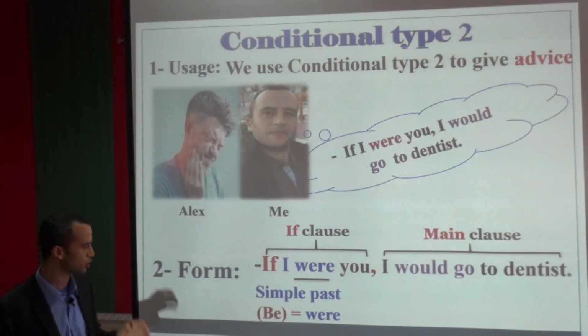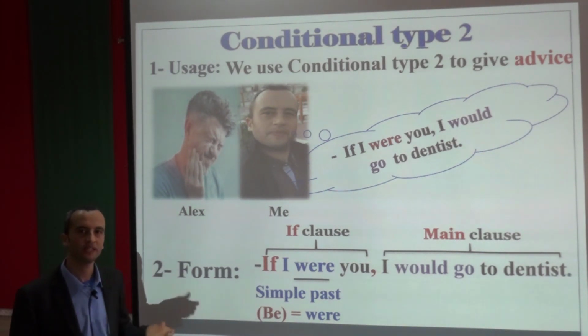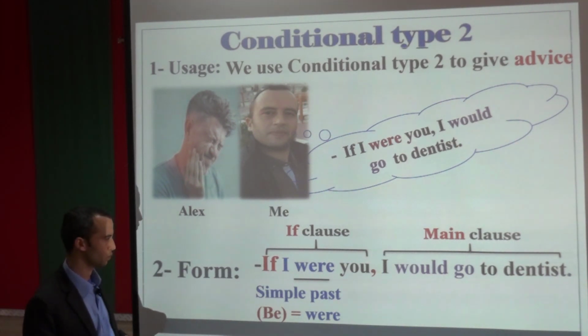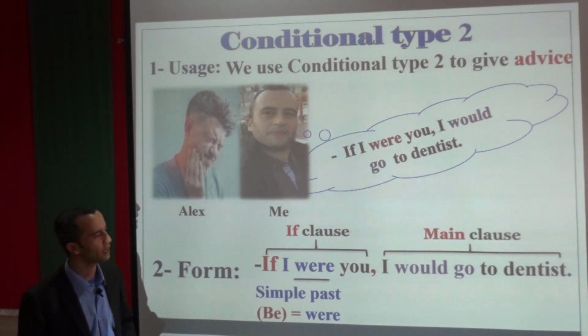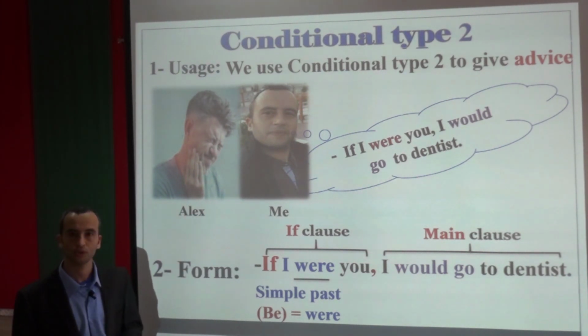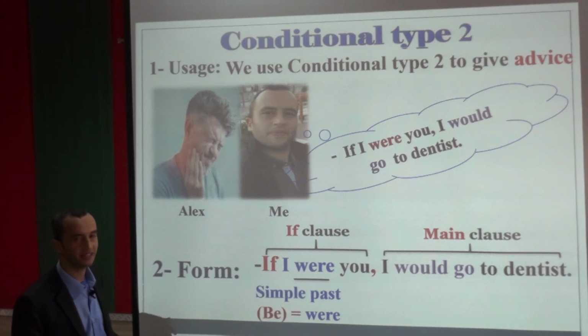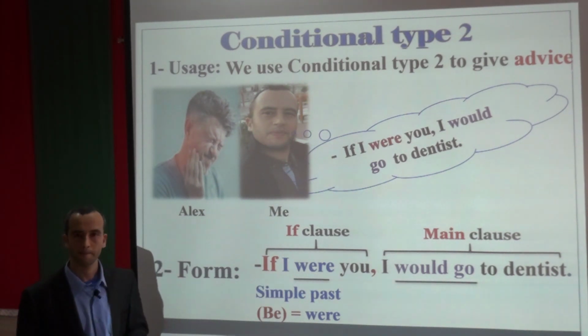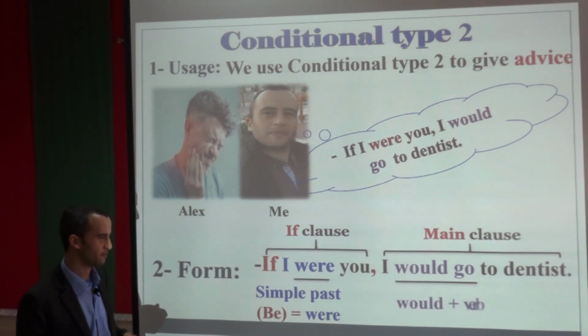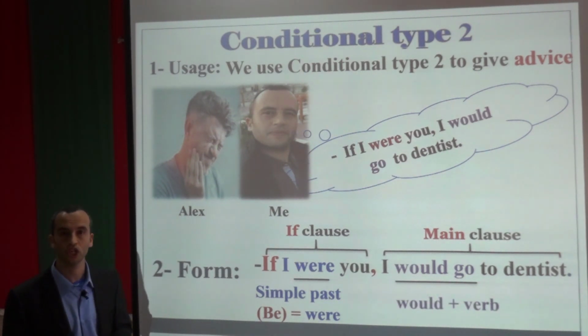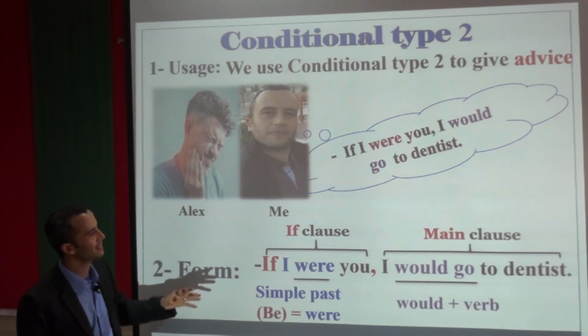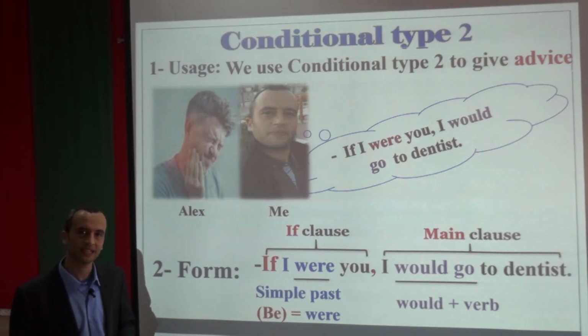So make sure that the form here is were, not was. What about the main clause? In the main clause here we have again modal plus verb, right? So we have would plus verb, okay? Would go. So this is the form of conditional type 2.